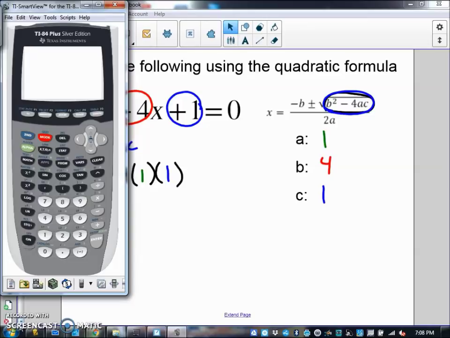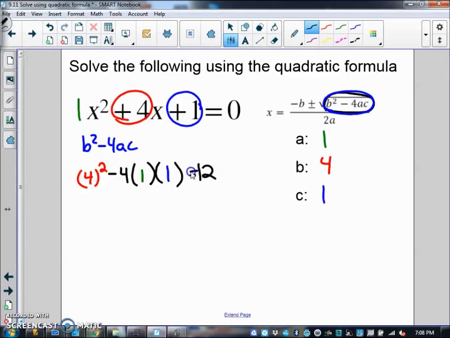I will then go ahead and type this into the discriminant into my calculator. 4 squared minus 4 times the a value times my c value. When I do this, I get a discriminant that is equal to 12. Which means I will have two real solutions for two x-intercepts.